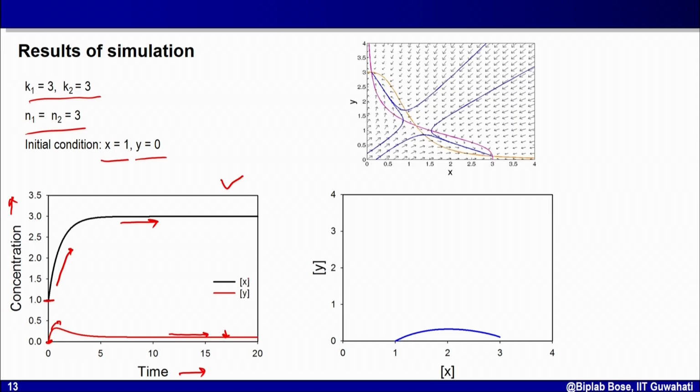So the steady state of x is higher than the steady state of y. If I draw the phase plane from the same data, in the first plot I have time versus x and y, and in the second plot I am plotting x on the horizontal axis and y on the vertical axis. So the same data is plotted here, and I get a phase plot.